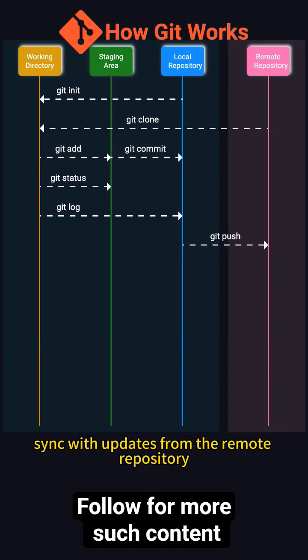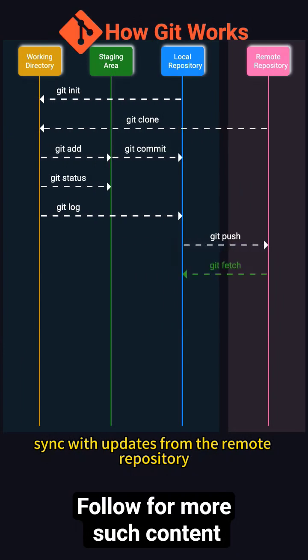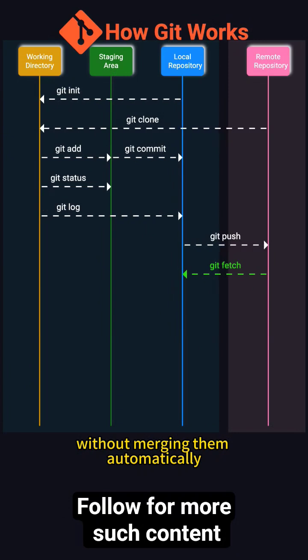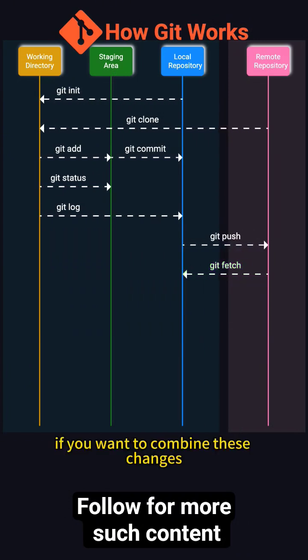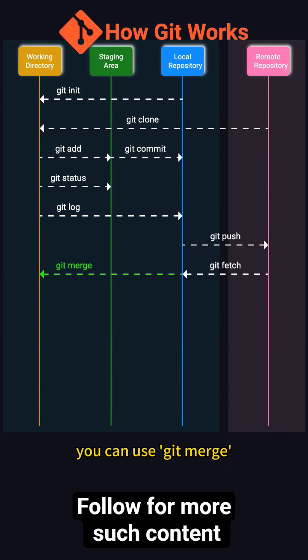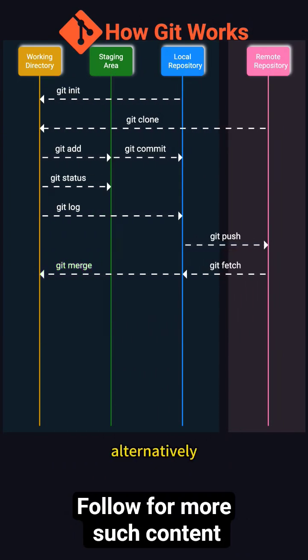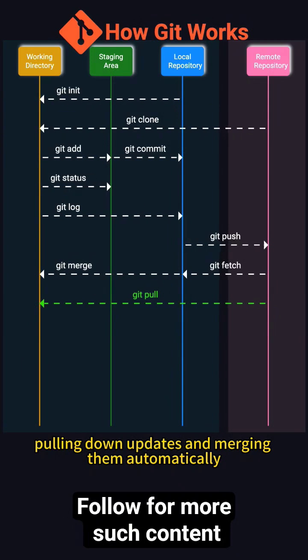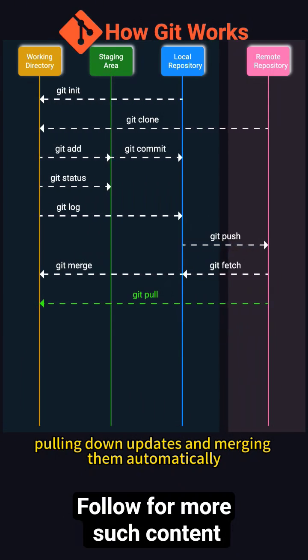If you need to sync with updates from the remote repository, you can use git fetch to download the latest changes without merging them automatically. If you want to combine these changes with your local branch, you can use git merge. Alternatively, git pull combines fetching and merging in a single command, pulling down updates and merging them automatically.